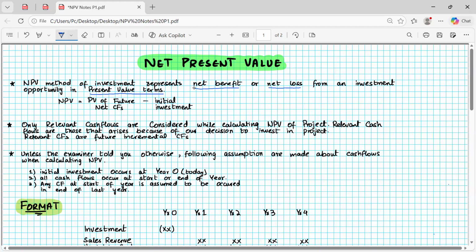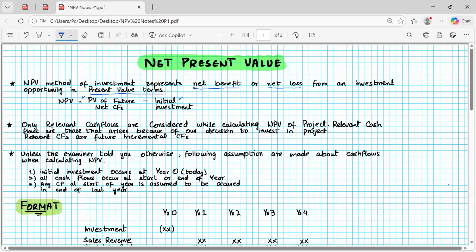And whatever the values are, you will deduct the initial investment from them to see whether you are getting net benefit or net loss. Okay. So the formula of NPV is in front of you. Present value of future net cash flows minus initial investment. So whatever you are getting from the project, present value of that minus the initial investment.